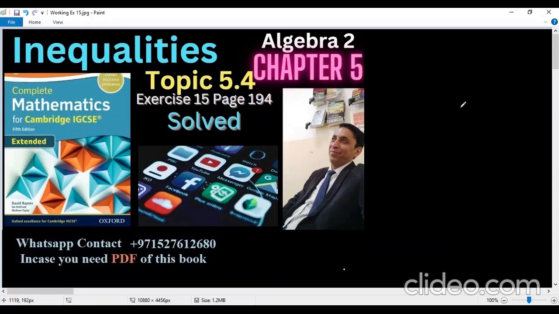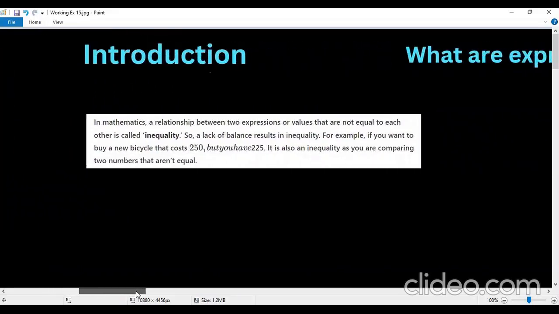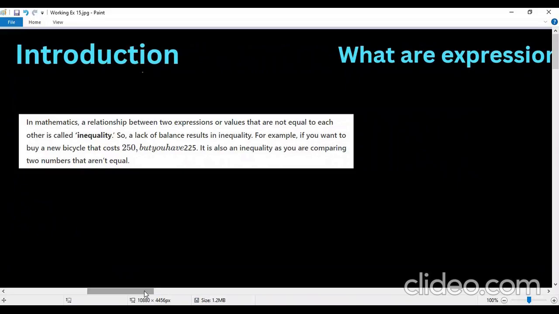Before beginning, I'm going to give you a brief intro about what inequalities are and how they work. Now in mathematics, a relationship between two expressions or values that are not equal to each other is called inequality. So a lack of balance results in inequality. For example, if you want to buy a new bicycle, the cost is 250, but you have only 225. It is also an inequality as you are comparing two numbers that aren't equal. So when you compare two numbers which are not equal, it is called inequality.